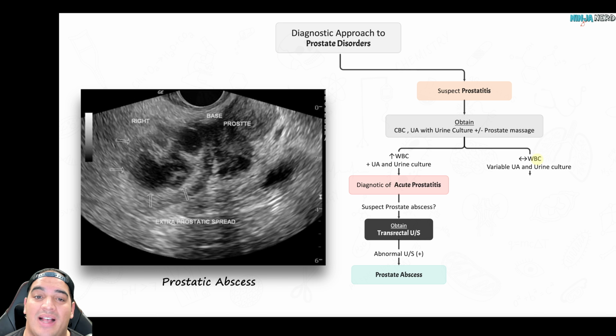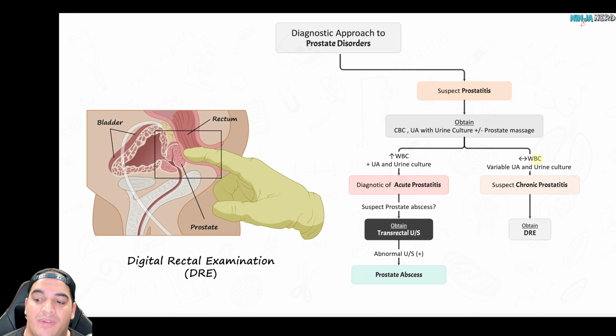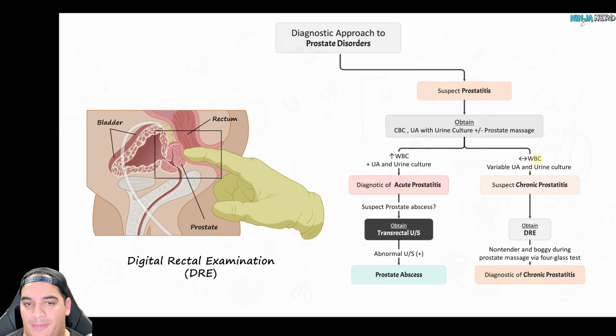Oftentimes with this one, it is best to do the prostate massage. For these patients, we can do a DRE, and it feels boggy. It feels enlarged, but it's not super tender. While you're there, sometimes it might be best to squeeze the prostate and obtain a urinalysis sample afterwards. We can do that via the 4-glass test. As you're doing the prostate massage, you may have them collect urine before you do it, during the process of squeezing it, and then afterwards. Then you're looking at the results of that 4-glass test to see if there is any bacteria like E. coli present. But this one's, again, pretty tough to diagnose.